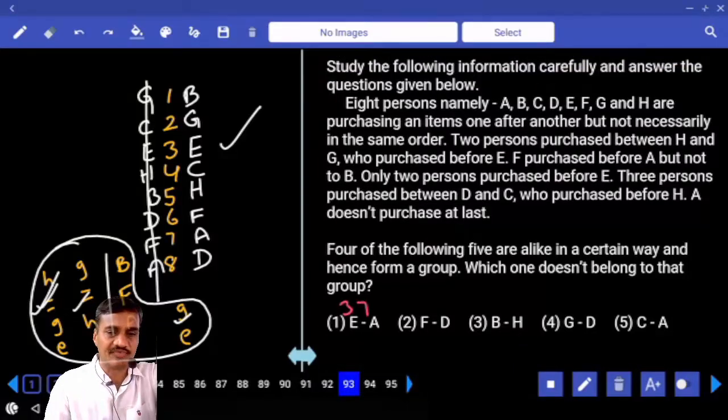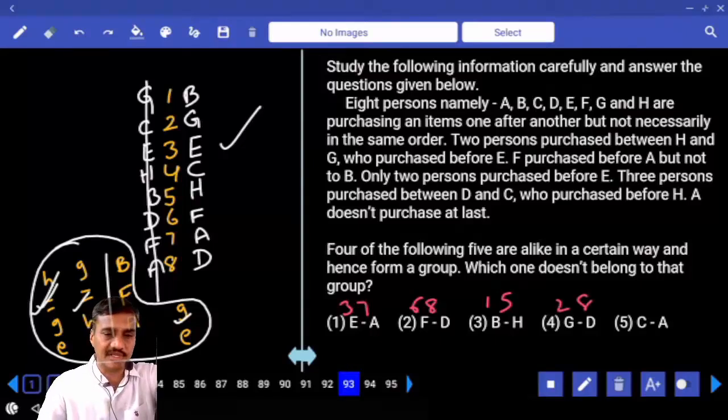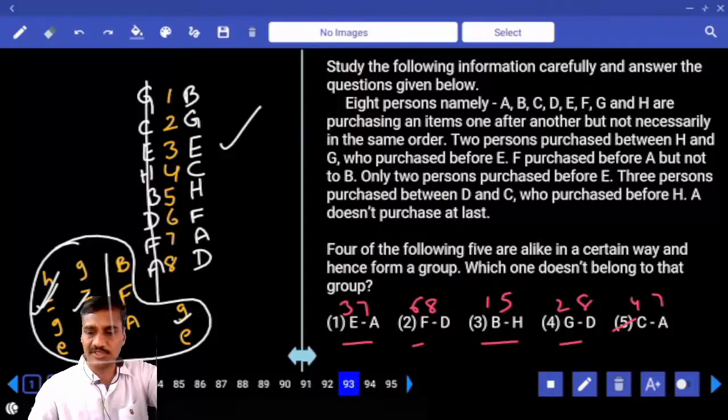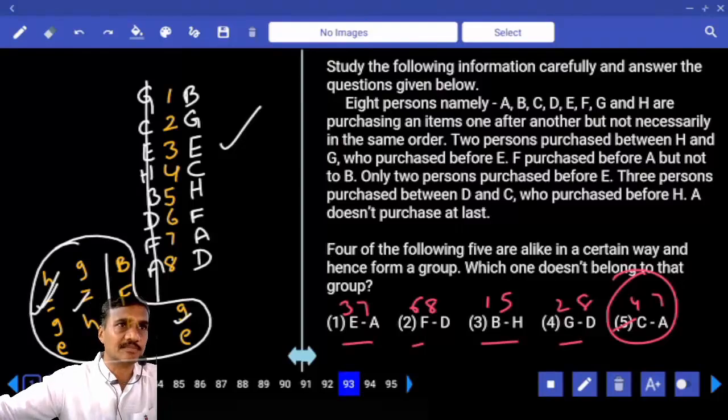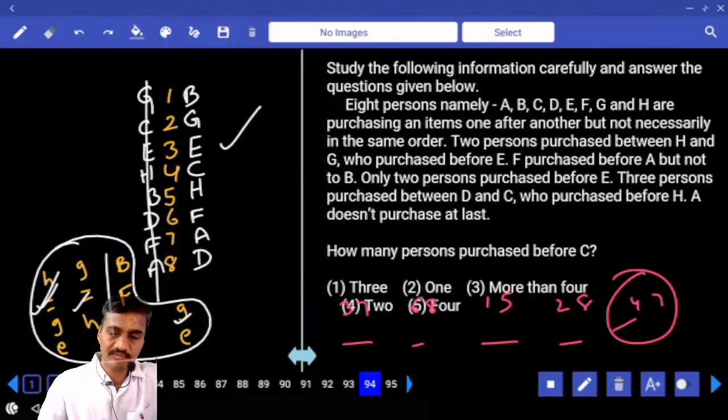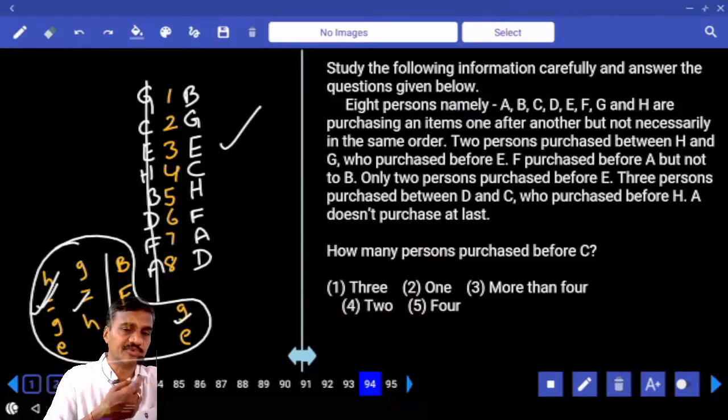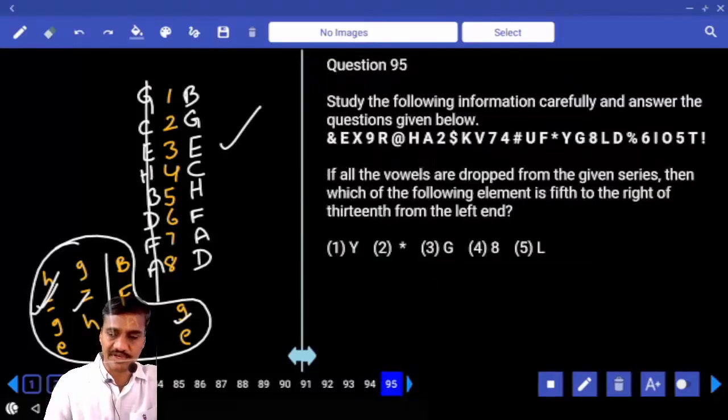F and D, 6 and 8. And next one B and H. B and H మనకి ఏమైంది? 1 and 5. And next one G and D, 2 and 8. And next one C and A, 4 and 7. Then what is your answer here? Choice 5, except 5. And in the remaining, either they are odd positions or even positions. But as in choice 5, one is odd, the other one is even. సరిపోయిందా లేదా? And 94. How many purchased before C? Only 3, choice 1, 94.